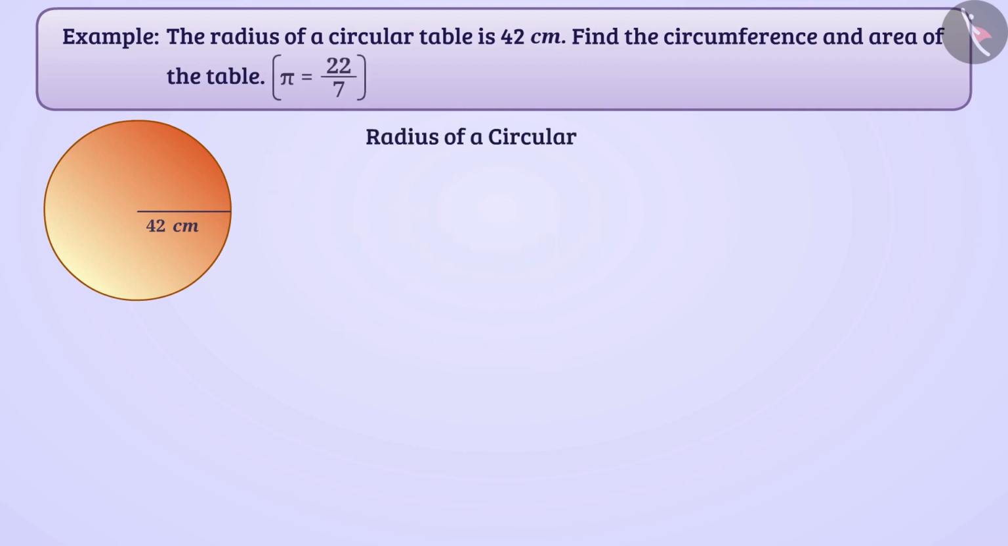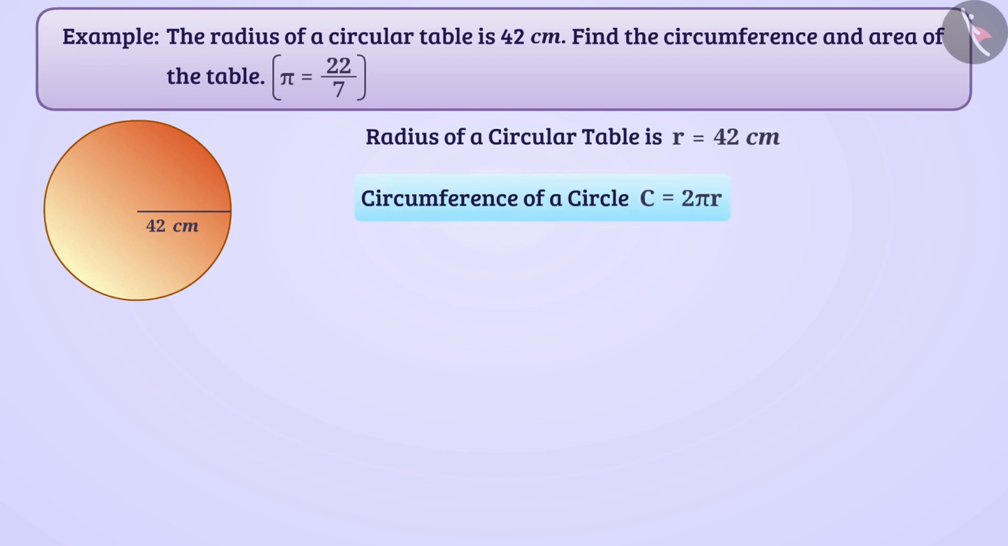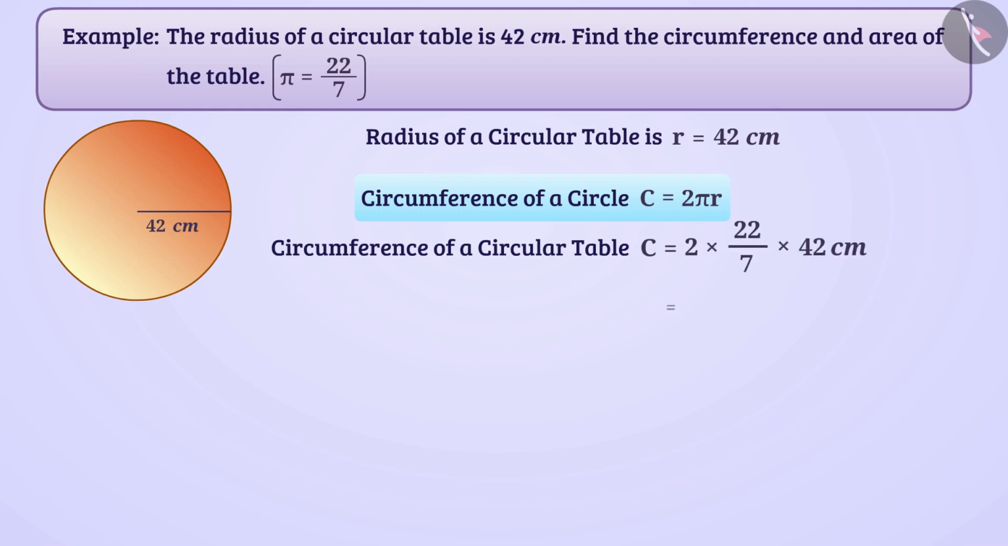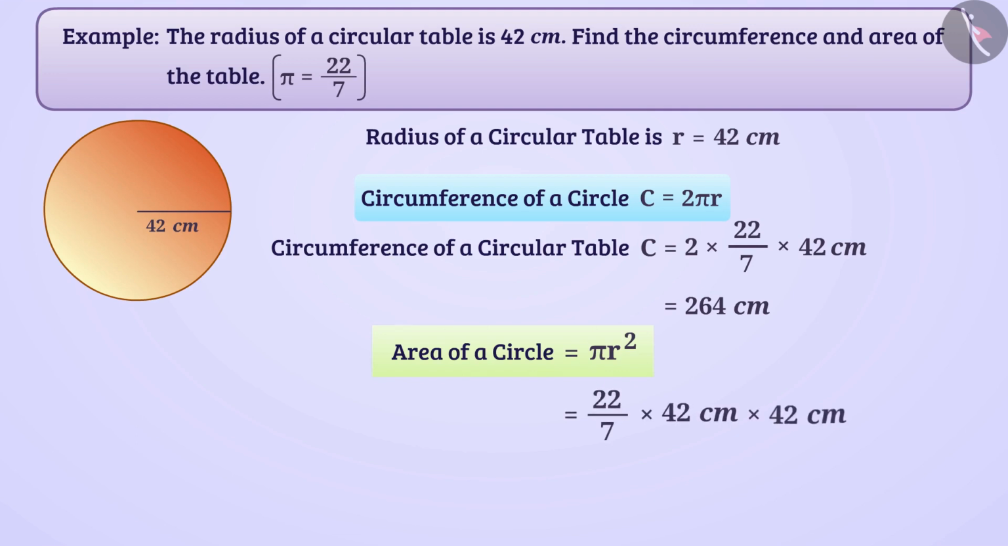The radius of the circular table is r equal to 42 cm. Since the circumference of a circle is c equal to 2 pi r, hence the circumference of the circular table is 2 multiplied by 22 by 7 multiplied by 42 cm, equal to 264 cm. Similarly, to find the area of a circle, we will use this formula. Hence, the area of the circular table is 22 by 7 multiplied by 42 cm multiplied by 42 cm, equal to 5544 square centimeter. Let's see the next example.